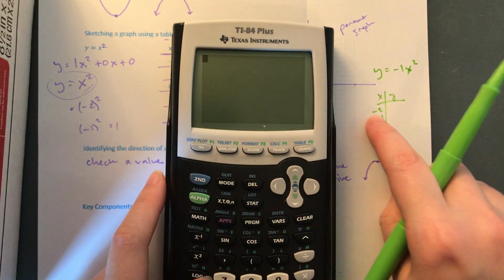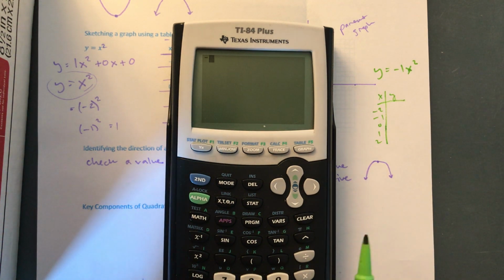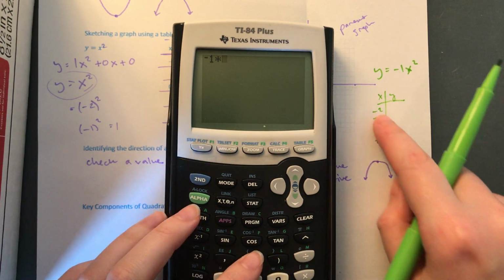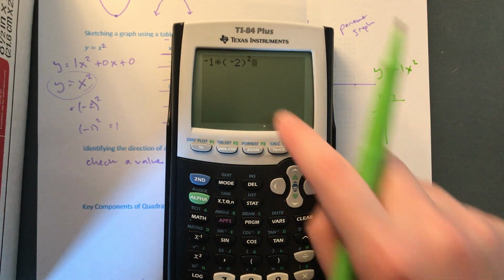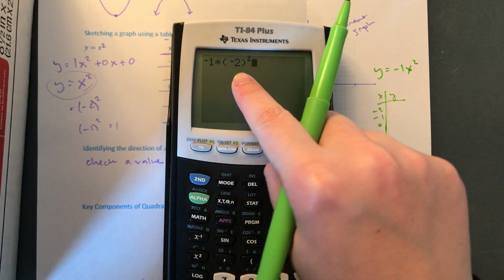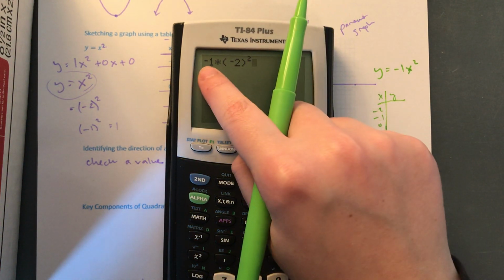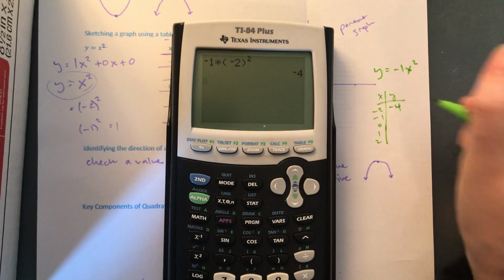So technically what we're doing is -1 times whatever we plug in squared. So -1 times, well, our first data point is -2. And remember, when you plug in negatives, you need parentheses. -2 squared. So let's do this order of operations. -2 squared is 4. And then 4 times -1 would be -4. Ta-da! So we get -4.